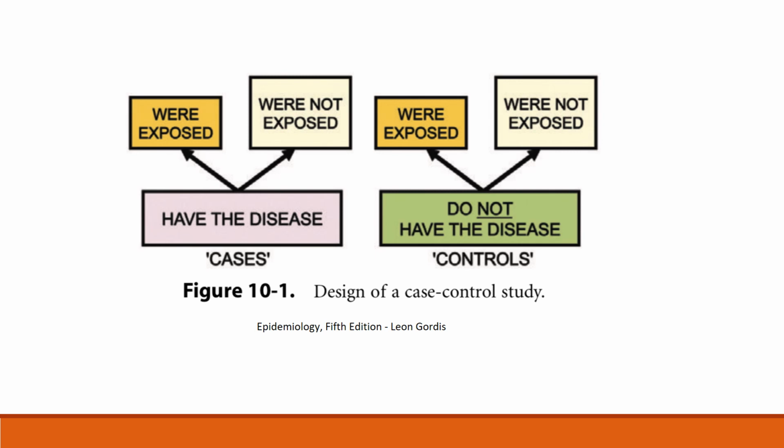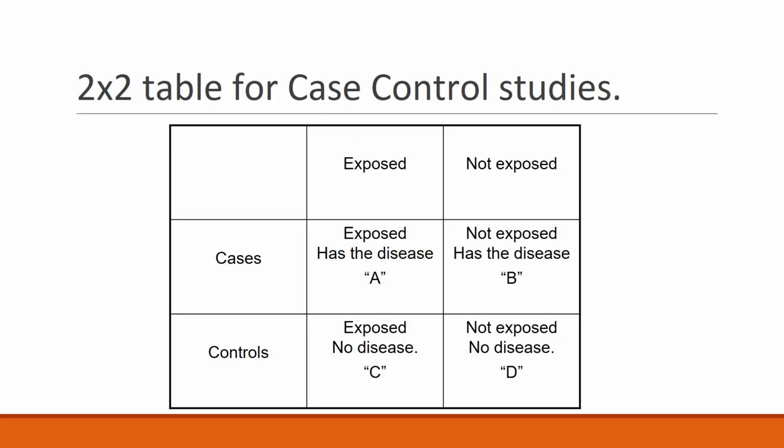Information regarding the exposure of these subjects will be collected retrospectively, and the subjects can then be categorized according to the exposure status. As you can see in this diagram, cases who were exposed are categorized separately from those who were not exposed. The same principle is applied to the control group. This information can then be added to a 2x2 table to apply further statistical information. In this case, the cases and controls are categorized into exposed and non-exposed groups. For example, box A represents the cases who are exposed.